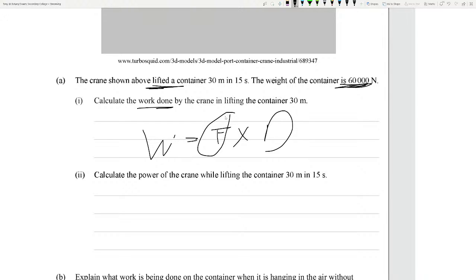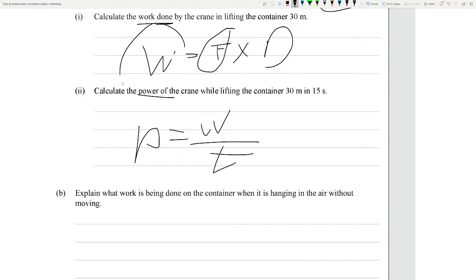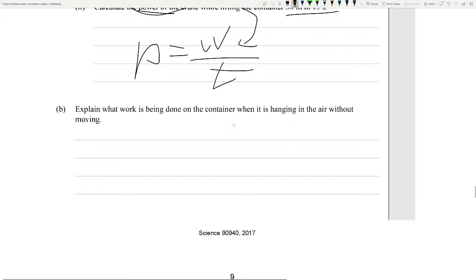You need to figure out how heavy that is, which is given to you. Then you need to figure out how far I traveled, which is 30. So 60,000 times 30, done, achieved, 1 point that you just got for free. Calculate the power. Power equals work divided by time. So you need to use this number that you calculated here to go here, divided by 15. Boom, another achieved question, done. 2 achieved right now. You got 2 out of 8 already, 25% right here.